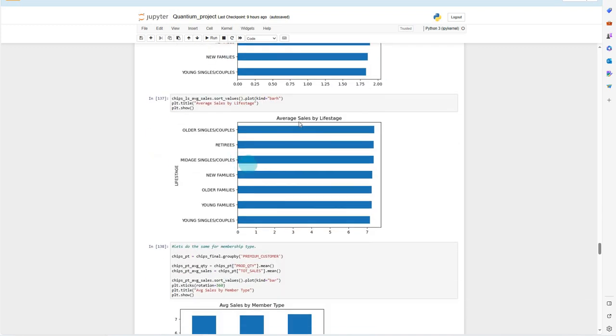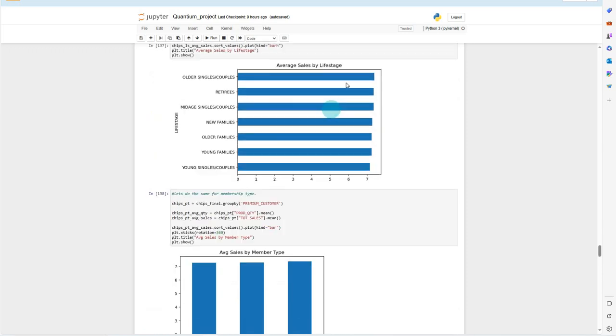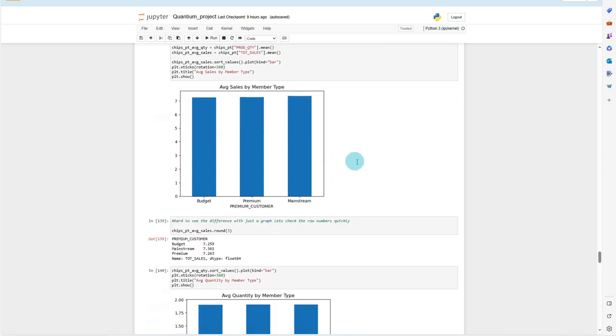So then we moved on. Then I moved on to average sales, which were all a little over 7, but below 8. They were all pretty close. So not much of a variance when it comes to spending by these age groups.